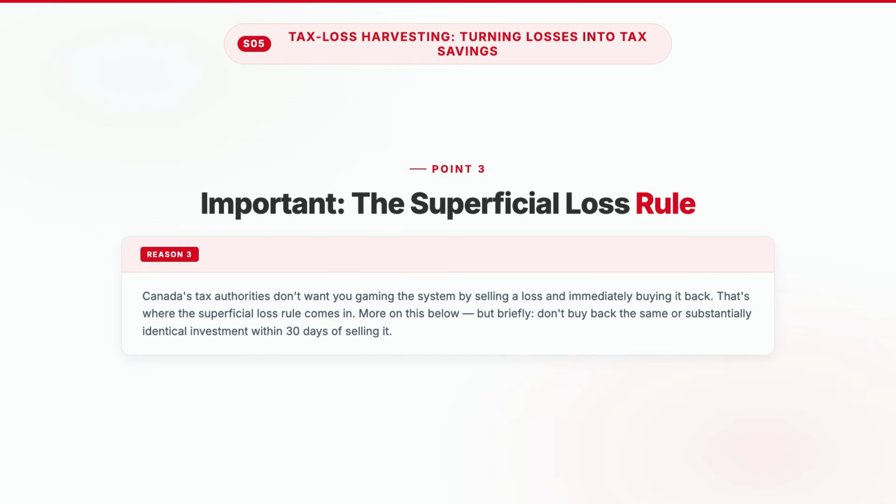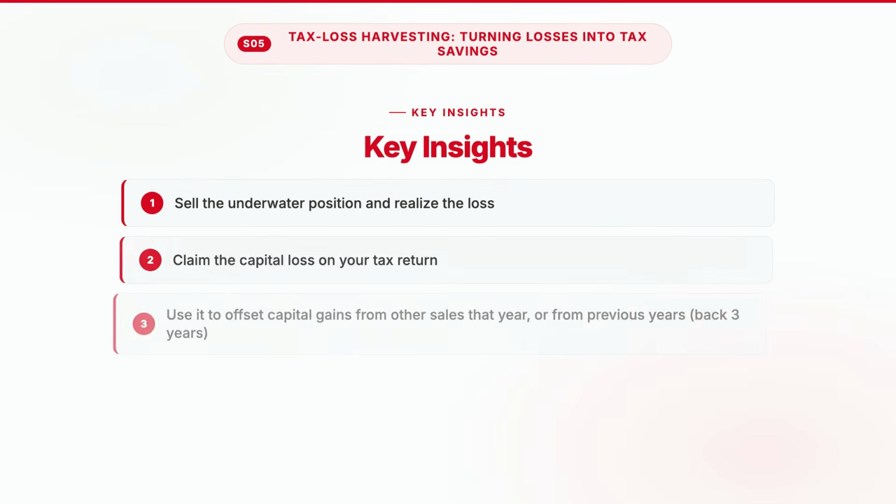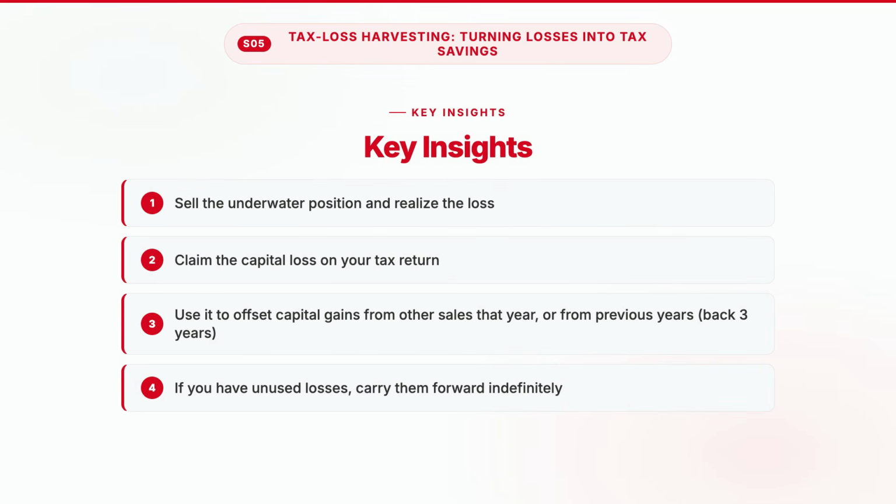More on this below, but briefly, don't buy back the same or substantially identical investment within 30 days of selling it. Here are the key insights to take away. Sell the underwater position and realize the loss. Claim the capital loss on your tax return. Use it to offset capital gains from other sales that year, or from previous years, back 3 years. If you have unused losses, carry them forward indefinitely.